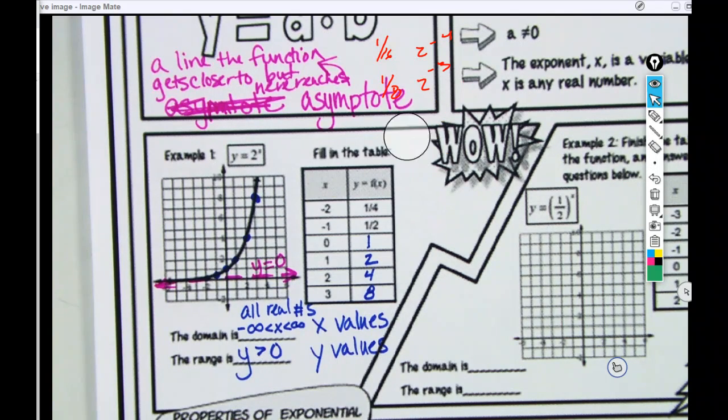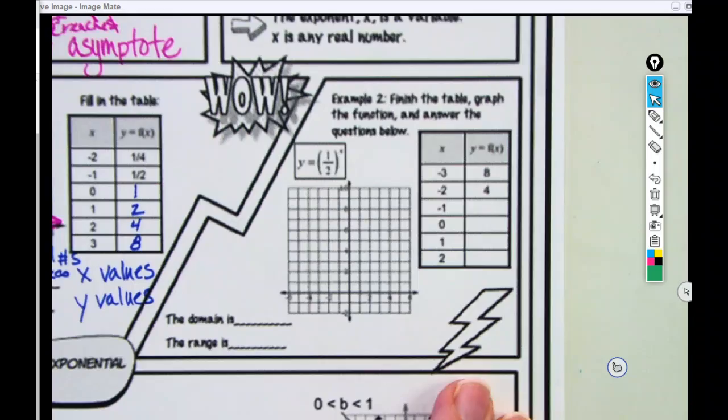Let's erase this mess here. Can I move that over? All right.